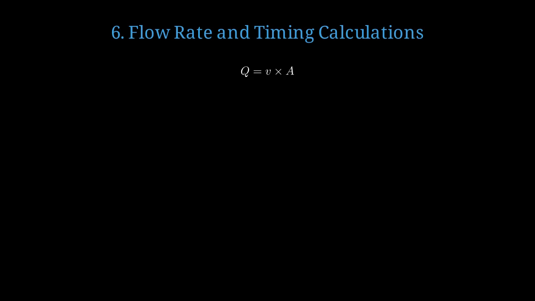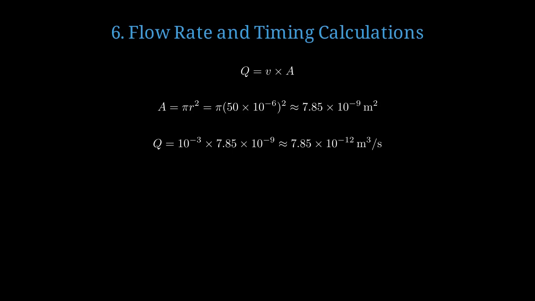Volumetric flow rate Q equals velocity V times cross-sectional area A. For a 100 micrometer diameter channel, radius is 50 micrometers, and area equals pi r squared, approximately 7.85 times 10^-9 square meters. At 1 millimeter per second velocity, flow rate Q equals approximately 7.85 times 10^-12 cubic meters per second. Converting units, this is about 7.85 picoliters per second, an incredibly tiny amount.